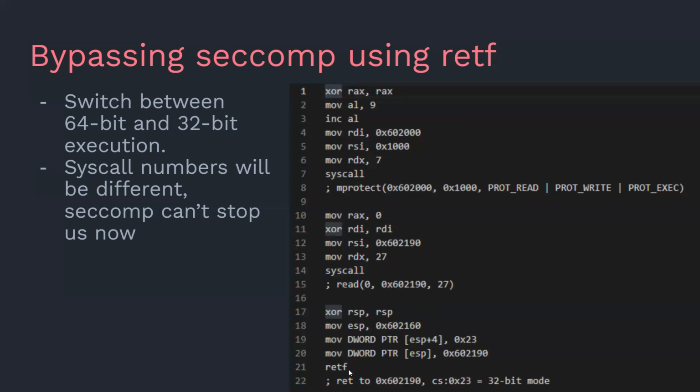So what retf basically does is it pops two values from the stack. Usually ret only pops one value, which is just your return address, and jumps into it. But retf will pop two values. The first one will be your actual return address, and the second one will be the CS register. Your 64-bit execution CS register is usually 0x33. That's 64-bit. For 32-bit, it will be 0x23. So if you provide this here, it will jump to our location, which also happens to be the location of our shellcode, and it will start executing in 32-bit mode. So, okay, let me show you guys.